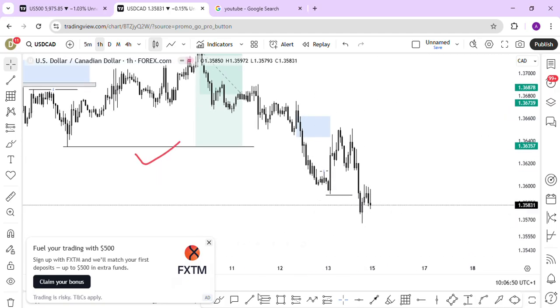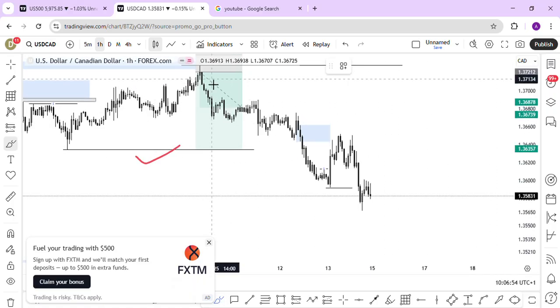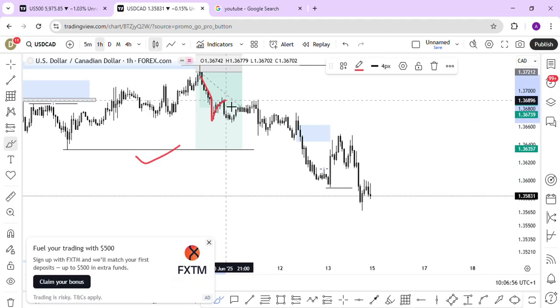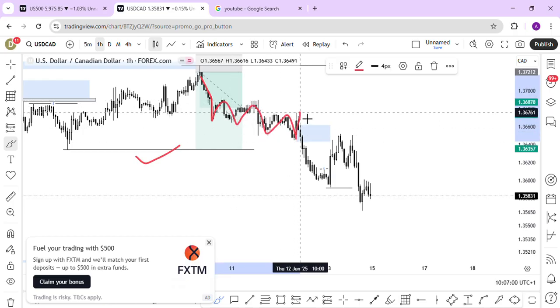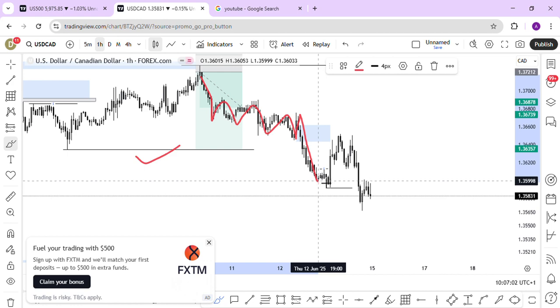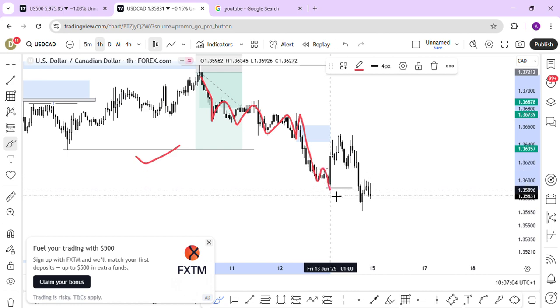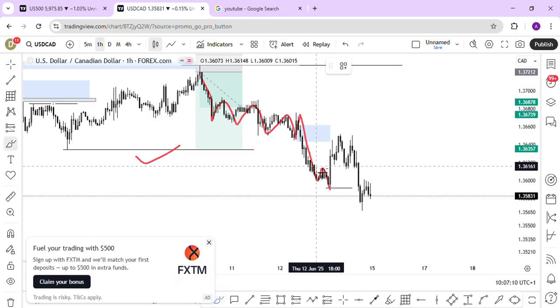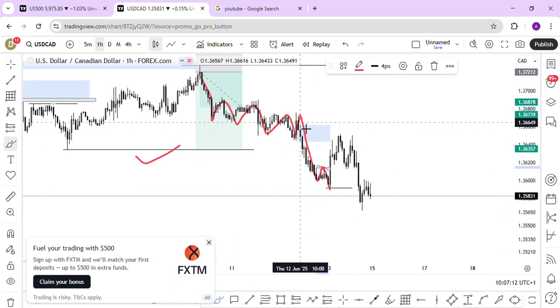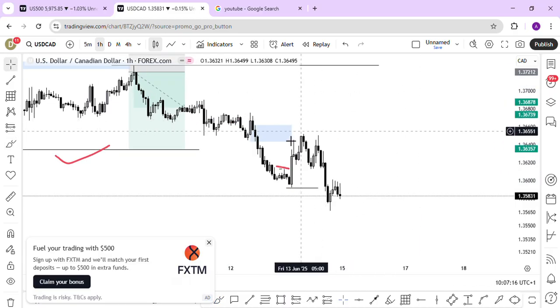Then market created a swing like this. Look at this. Market did this. Market did this. Market did this and created a small pullback and dropped. So in this case, this level will serve as our inducement. This level, because this is the only place, let me remove this. This is the only place we have.